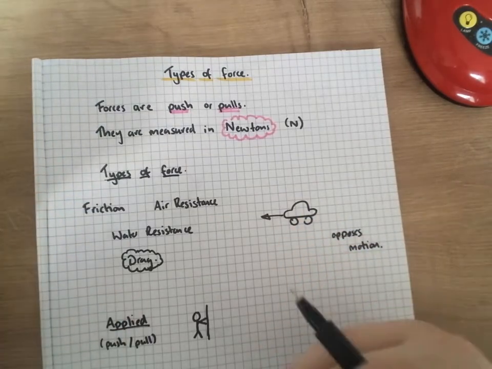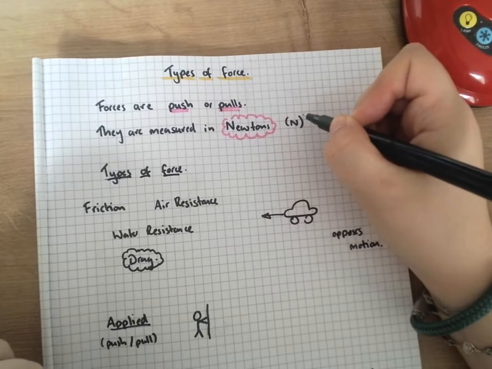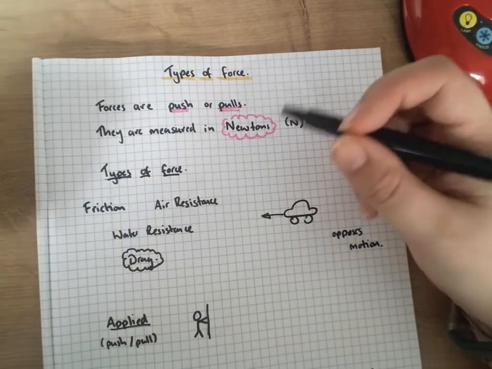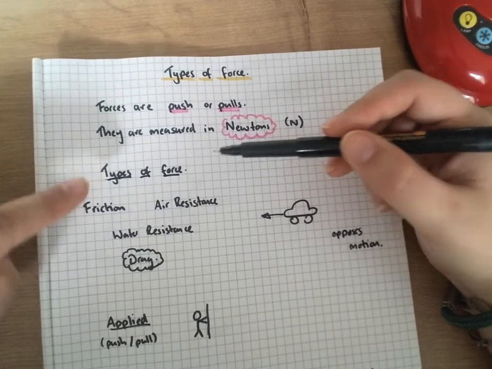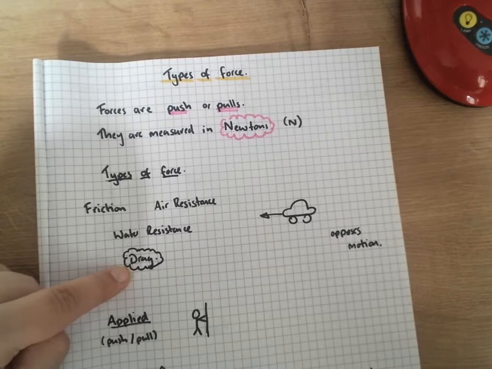We don't write push or pull, though; we give them names. They are measured in newtons, which is given with a capital N. So I'd say, for example, a force of 5 newtons or 10 newtons. Okay, so types of force. The first ones I'm going to talk about are drag forces, also known as resistive forces.